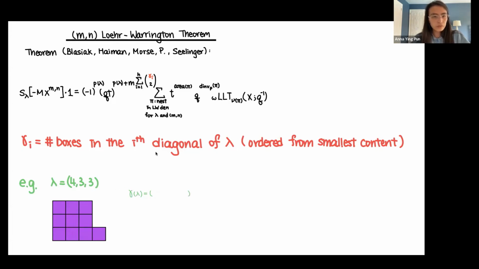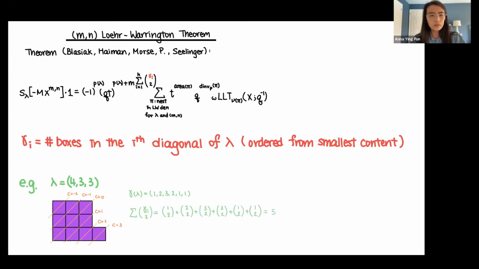So how do we find all these gamma i? So this is the first gamma. That's the smallest content, and I have only one box, so that's 1 here. And I have 2 boxes, and I have 3 boxes, and I have 2 boxes and 1 box and 1 box. So that's 1, 2, 3, 2, 1, 1. So you read like this.